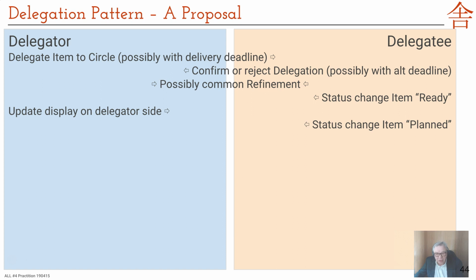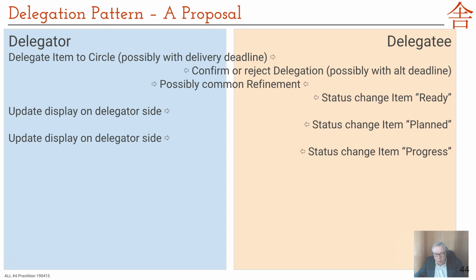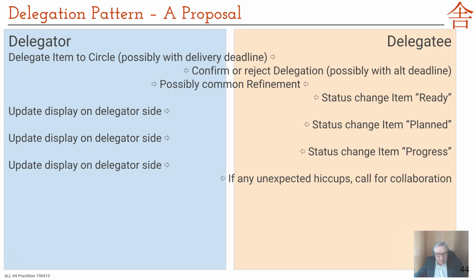So now it's actually put in the production line. All right, we update the display on the other side, and now it's in progress. Someone is actually working on it, and all right, let's update on the other side. And if any unexpected hiccups happen, then it's the delegatee's responsibility to let the delegator know.